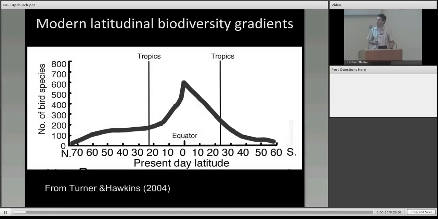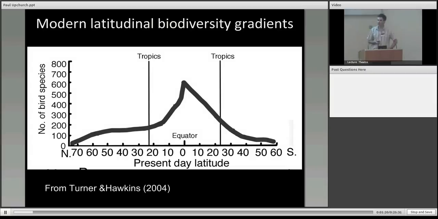Now it turns out that this is a pattern that is repeated over and over again across many different extant organisms, not just birds, but other vertebrates, not just vertebrates, but invertebrates. We see it on land, we see it in marine forms, we see it in plants, we see it in microorganisms. So this is a very strong macroevolutionary phenomenon that biologists studying extant organisms are extremely interested in.